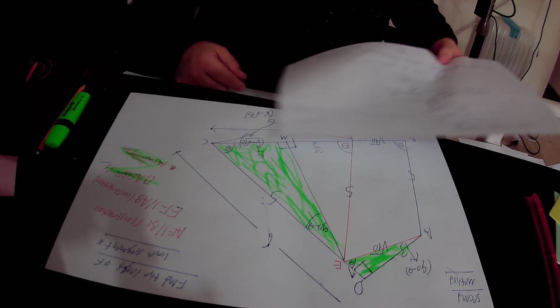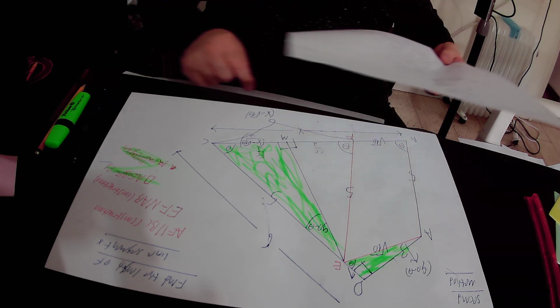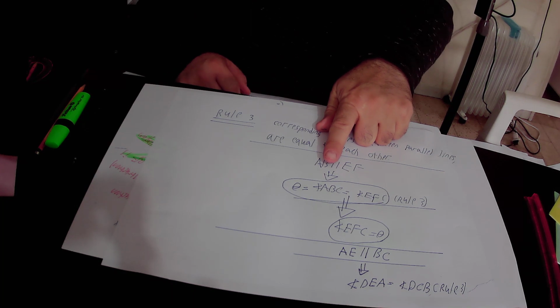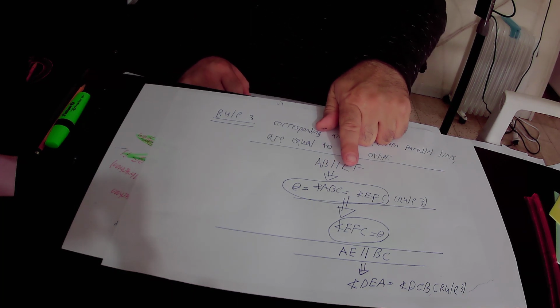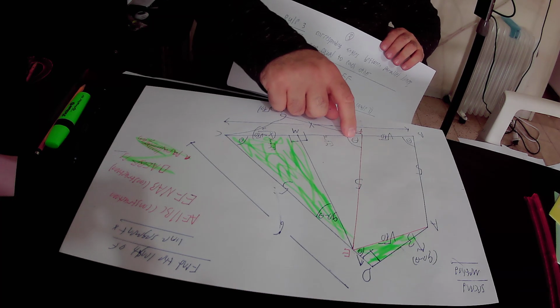But it is given in the question that angle ABC equals theta. So from the equation theta equals angle ABC equals angle EFC, we derive that angle EFC is also equal to theta. Here, this angle EFC equals theta.